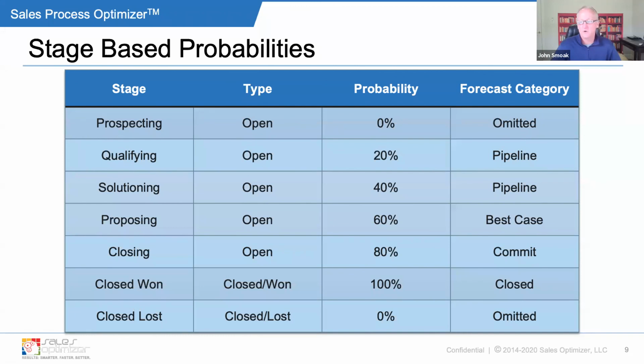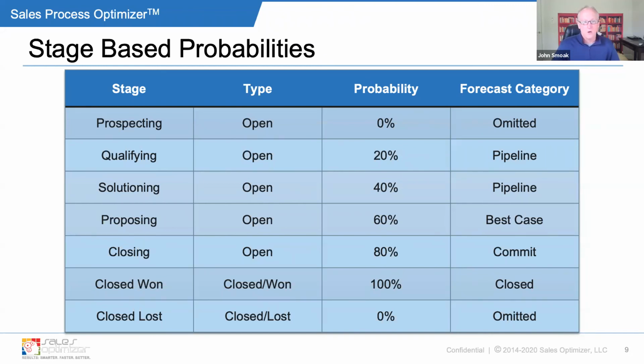So this is a typical scenario that I would see for people using Salesforce standard probabilities, forecasting, things like that, where they would assign a 0% probability in this prospecting stage all the way up to an 80% or higher probability in the closing stage. And they would have these forecast categories that are assigned to each stage. So no matter what, if I'm in the proposing stage, I'm going to be at a 60% or whatever you have assigned, 70% probability, and I'm going to be in a best case forecast category.